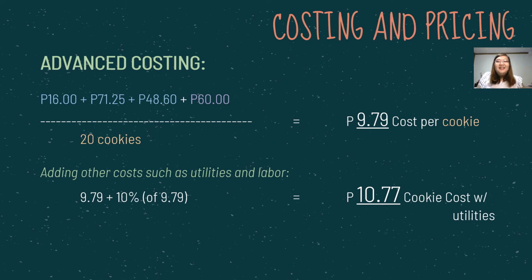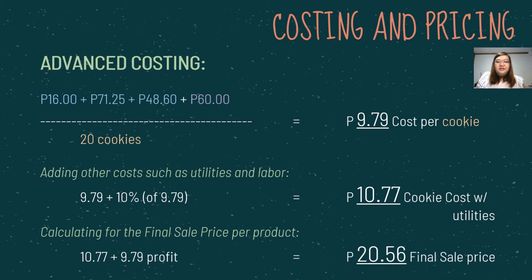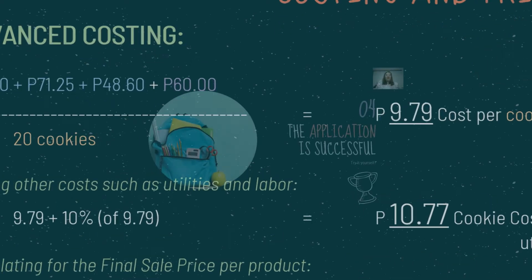cookie cost with utilities. And then now you calculate for the final price per product. Again, you just add everything up in that column. 9.79 plus 10.77 will give you 20.56 as your final price. Okay, so the final price is 20 pesos per cookie. Not bad.